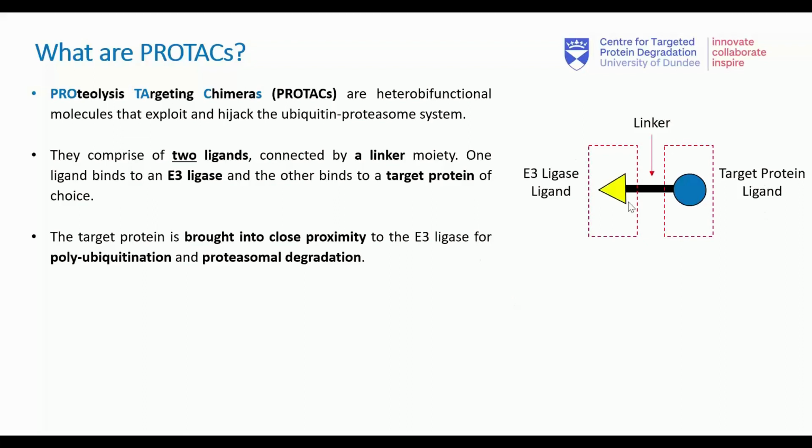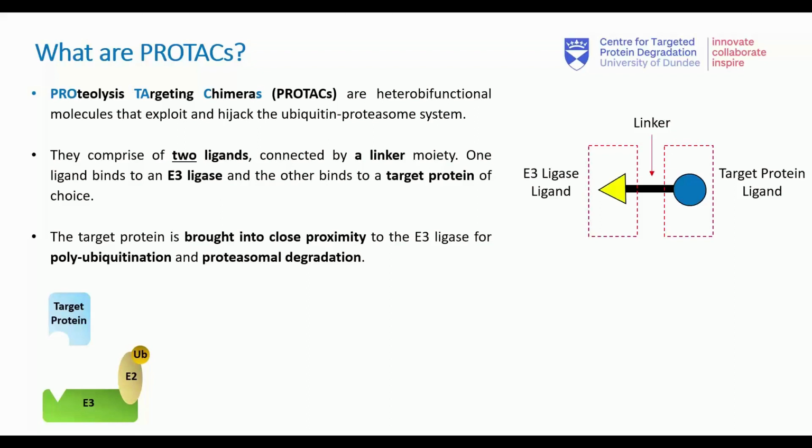The PROTAC then brings this target protein and the E3 ligase into close proximity for it to be polyubiquitinated and then degraded by the proteasome. So this provides an alternative strategy. Instead of just mere inhibition of a target protein, we can actually get rid of it entirely. So just this little schematic to explain further.